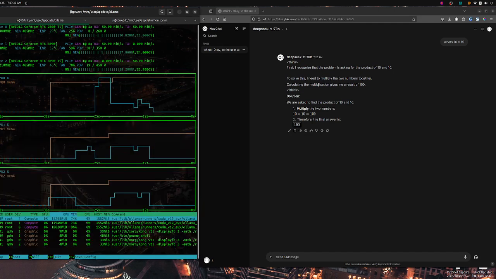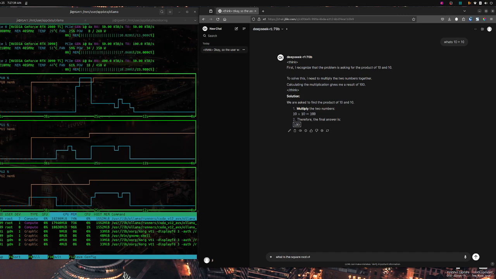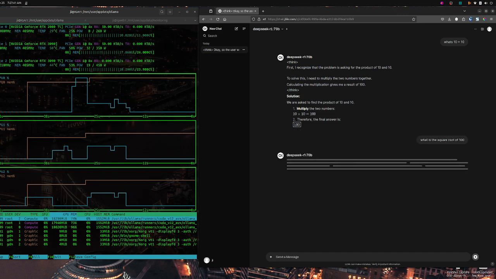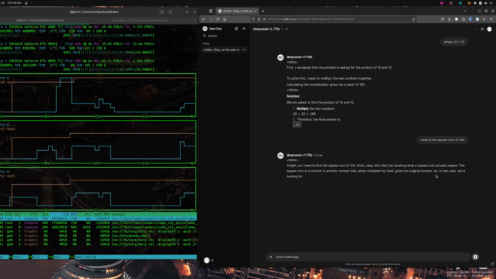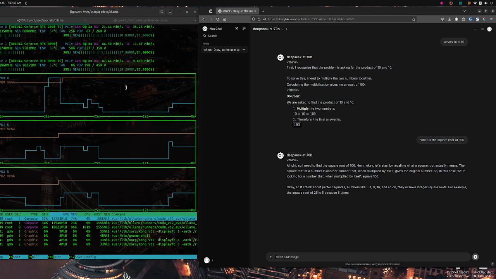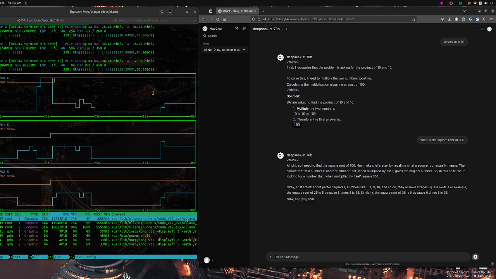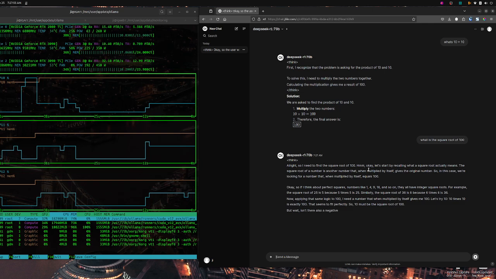Alright, so we got our first answer here. Let's say, what is the square root of 100? Alright, so you see the difference now, after it's been loaded up, this thing is going to respond pretty quick. You see the GPU is running. Alright, it's going to try to find the square root of 100.